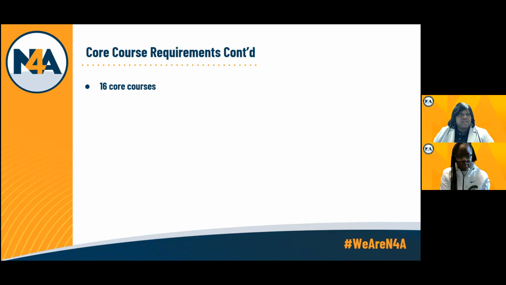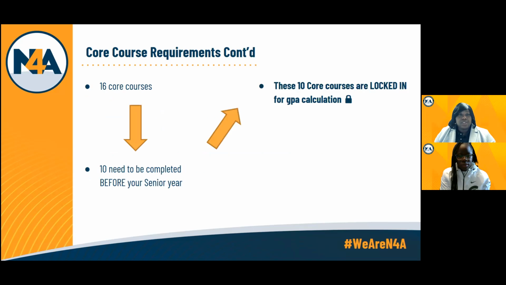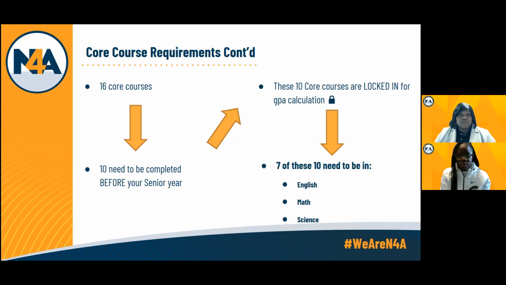And let's look again at those core course requirements and those 16 courses. Again, 10 of those core courses need to be completed before your senior year in high school. Once those 10 courses are completed, they're what we call locked in for a GPA calculation. That means you cannot go back and retake one of those courses for a higher grade. All of that needs to take place prior to that senior year if you're looking to increase your GPA.